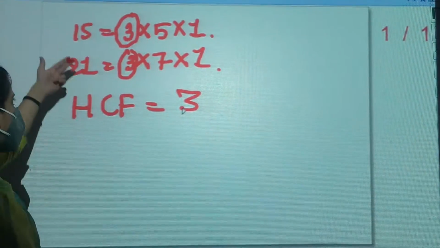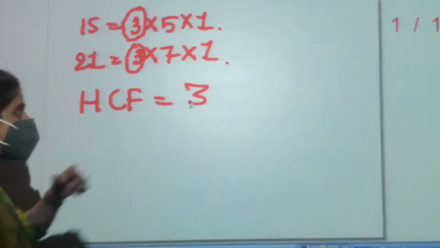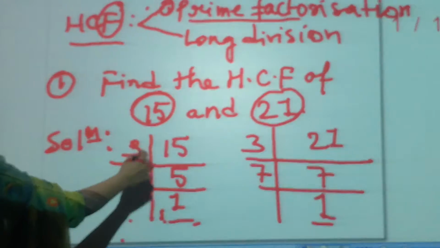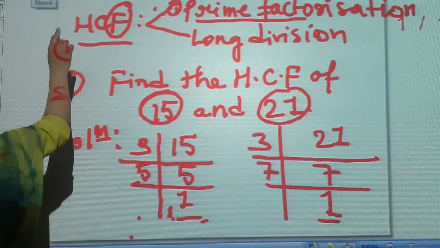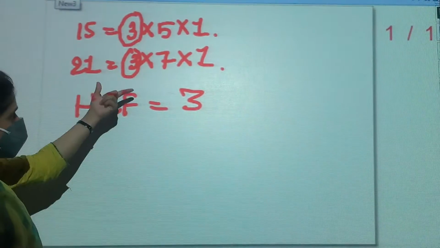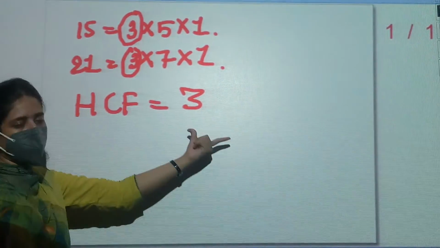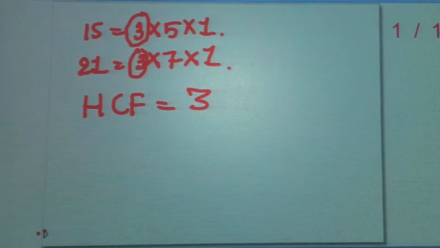Similarly, if there are 3 numbers, 15, 21, 35, again we will find the factors of 35 with this similar dividing process, and again take down all its factors and find the common one. The greatest common one in all of the factors will be taken as the HCF. Okay.